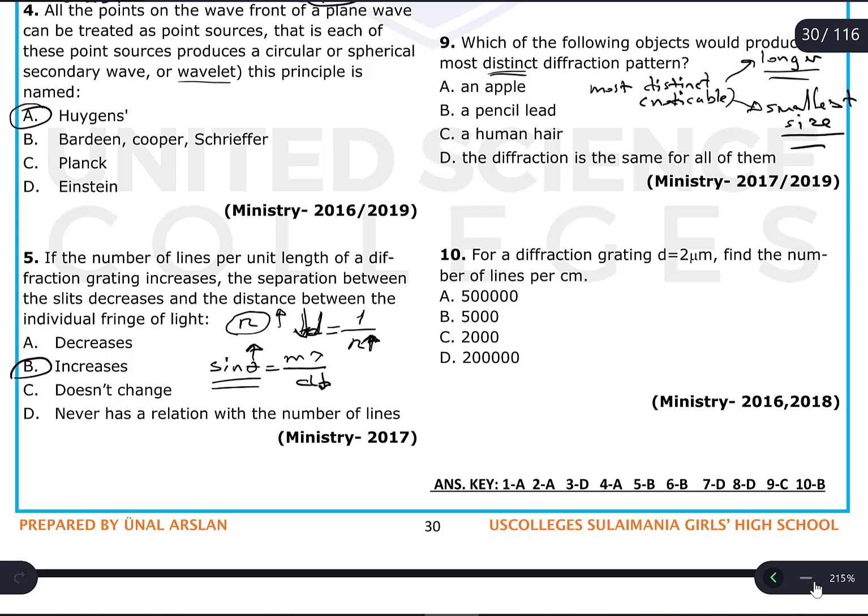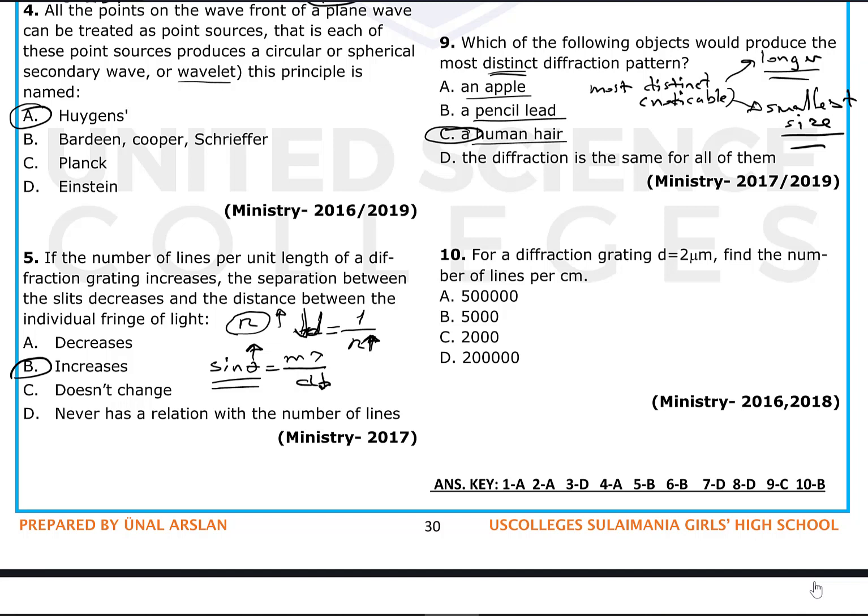So now check which object has the smallest size in here. An apple, a pencil lead, human hair. Diffraction is the same for all of them. So human hair has the smallest size in here, so it produces the most distinct diffraction pattern.